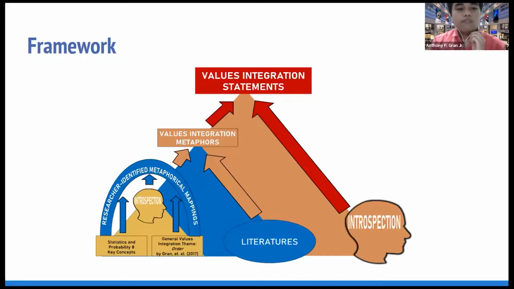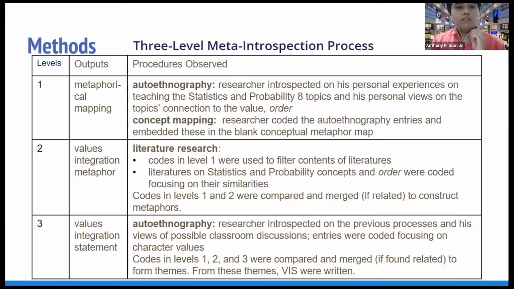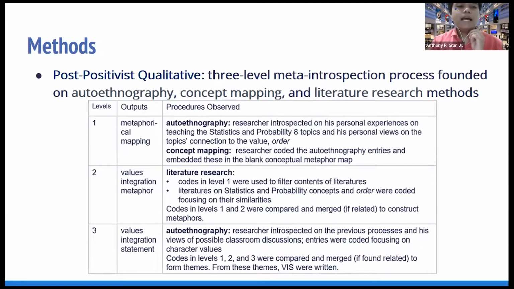This is the conceptual framework of the study, wherein the variables involved are the key concepts in statistics and probability grade eight, the general values integration theme order, the introspection of the researcher, and literatures, all of which are needed to address the specific objectives and the main goal of the study. I made use of a three-level meta-introspection process. This is applying the post-positivist qualitative approach, where I made use of autoethnography, concept mapping, and literature research methods.